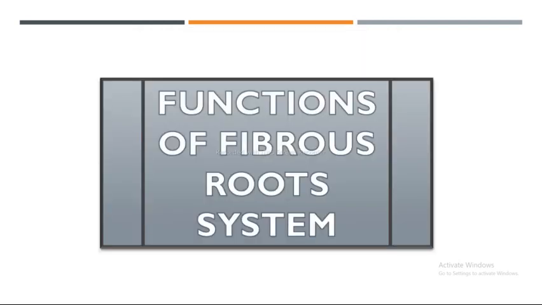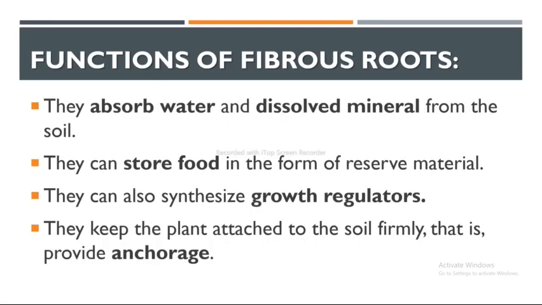Next I am going to discuss the functions of the fibrous root system. Functions of the fibrous roots are as follows. The first function is they absorb water and dissolved minerals from the soil. The second function is they can store food in the form of reserve material. The third function is they can also synthesize growth regulators. The fourth function is they keep the plant attached to the soil firmly, which provides anchorage.